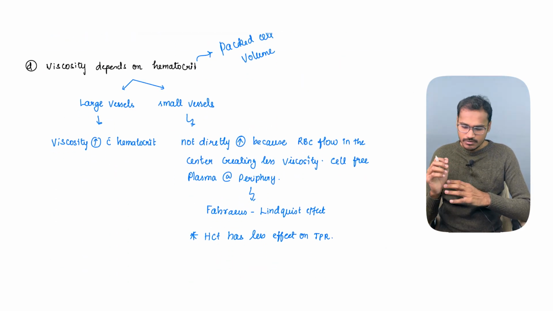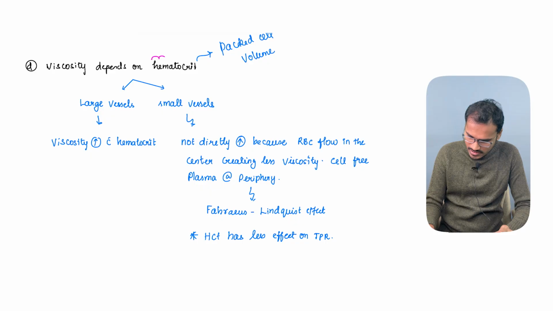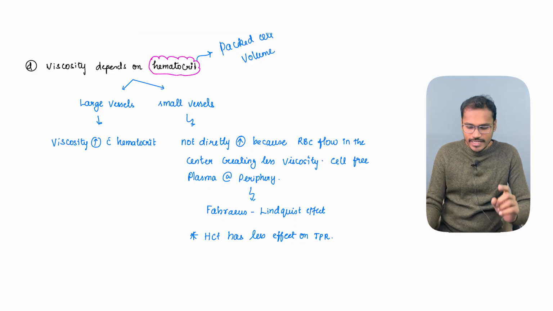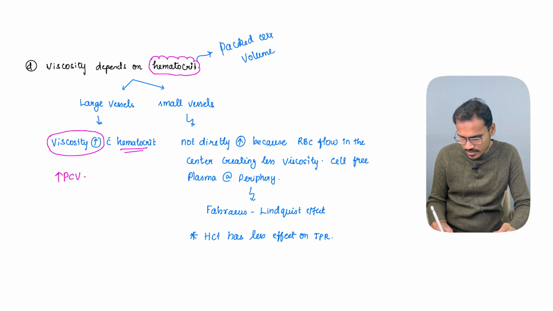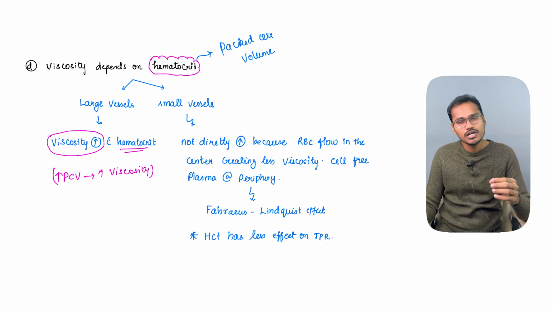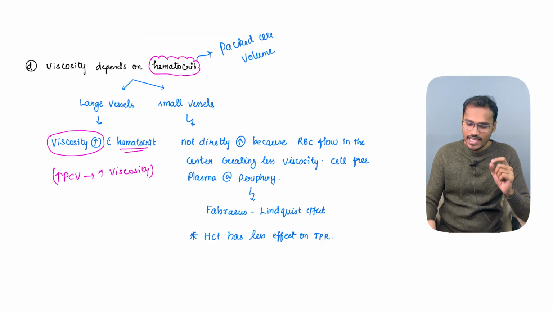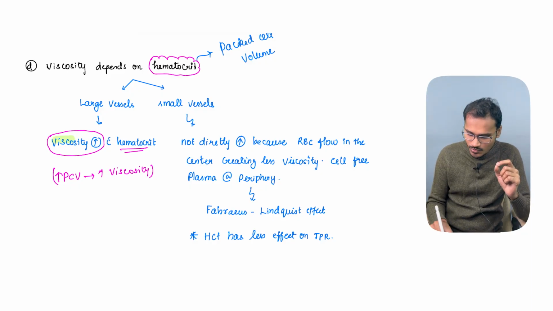Viscosity depends on hematocrit. This is very, very important. In larger vessels, what is going to happen? Viscosity is increased by hematocrit, or we can say an increase in packed cell volume increases viscosity. This is logical. Suppose somebody has polycythemia, what is going to happen to his viscosity? His viscosity is going to increase. But the catch here is, it increases only in the larger vessels.